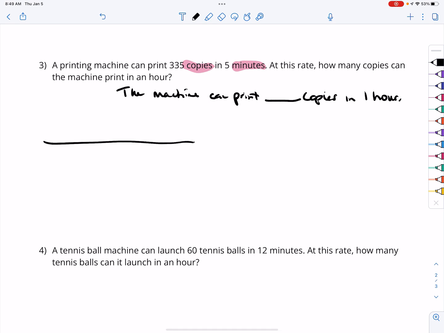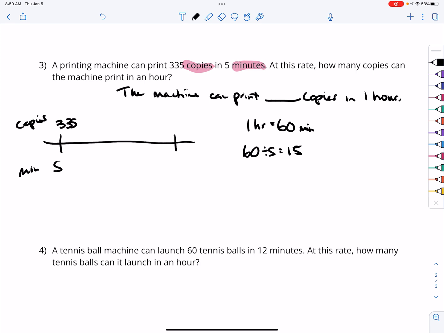So I'm going to use my rate line where we're doing copies per minute. And they tell us we have 335 copies in 5 minutes. Well, I know that 1 hour is equal to 60 minutes. And so I need to figure out how many times 5 goes into 60 to know how many times this would be. So we need to figure out how many 5s are in that 60. So 60 divided by 5 is 15. So that means that there are 15 5-minute increments.